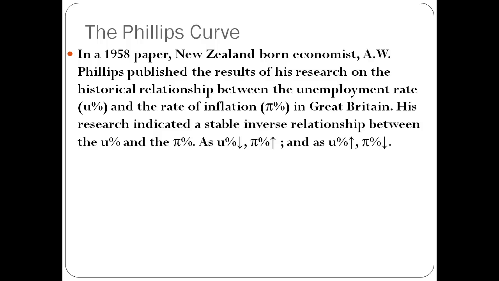So let's talk about this Phillips curve. In a 1958 paper, you had a New Zealand-born economist, A.W. Phillips, publish the results of his research on the historical relationship between the unemployment rate, expressed by the variable U percentage, and the rate of inflation, expressed by pi percentage, in Great Britain. His research indicated a stable inverse relationship between the unemployment rate and the inflation rate. So as unemployment drops, the inflation rate goes up, and as the unemployment rate goes up, the inflation rate goes down.